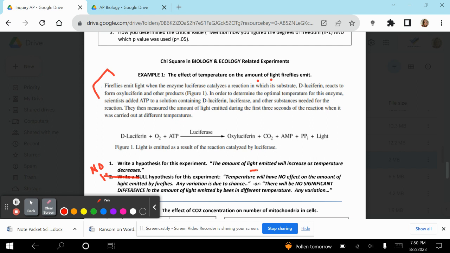least. Remember, the null hypothesis is you're basically going to say, no, there's no effect of temperature on the amount of light, or temperature will not affect the amount of light that a firefly emits. Okay. So we need that word null or no. There's going to be no effect or no difference in the amount of light emitted from fireflies if there is a change in temperature.